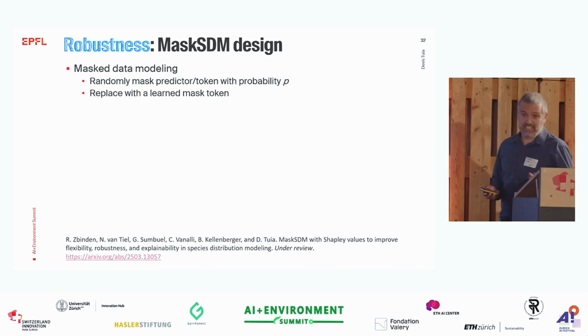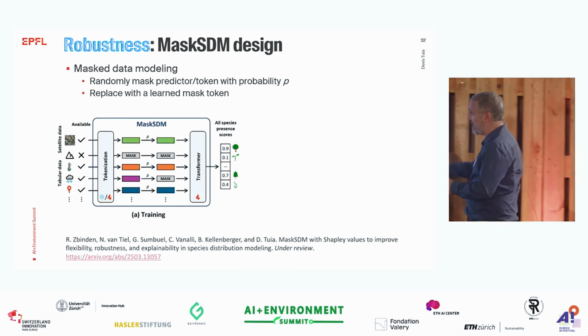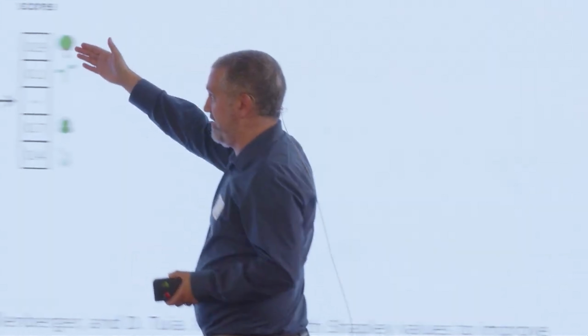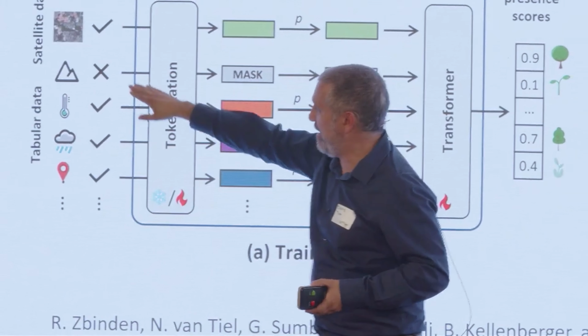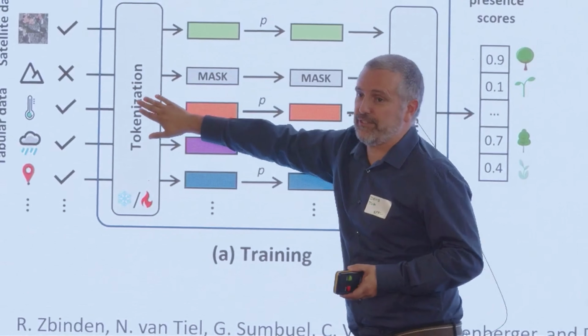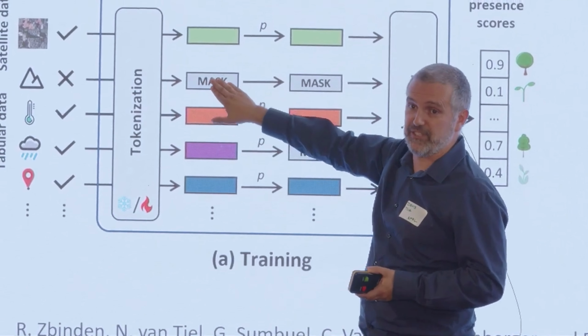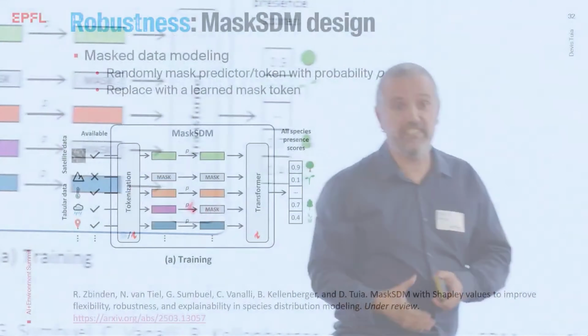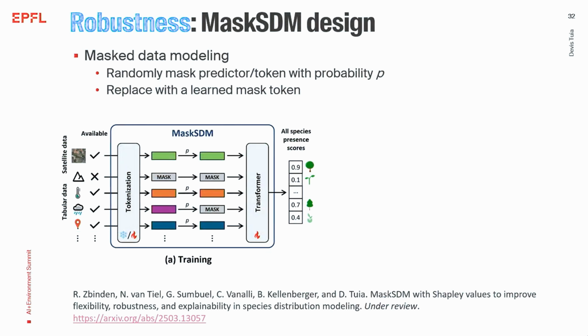By design, this is exactly what we're doing. At training time, you will have all your predictors as inputs. Sometimes they will be missing, so we will replace their feature after tokenization by a masked feature that is learnable, and it says, I don't have this data, please don't use me. And sometimes during training, we will have the data, but we will mask it anyway with a certain probability p.